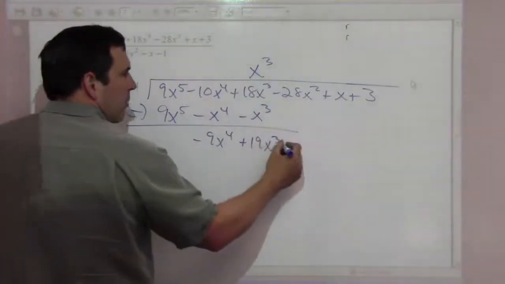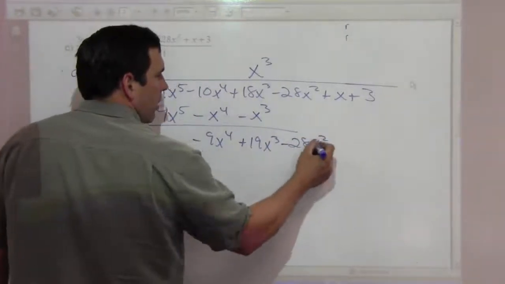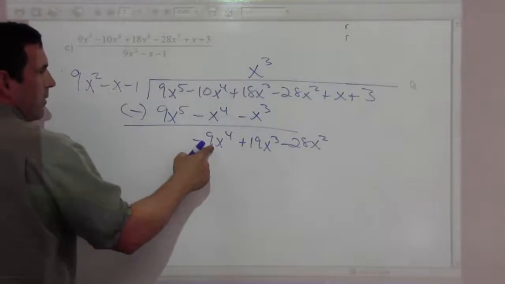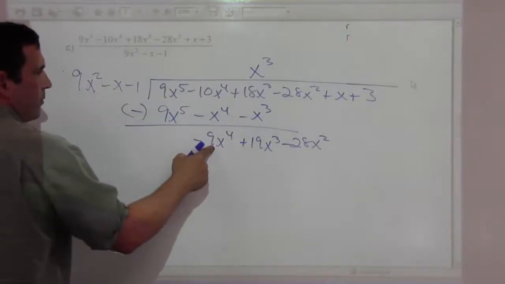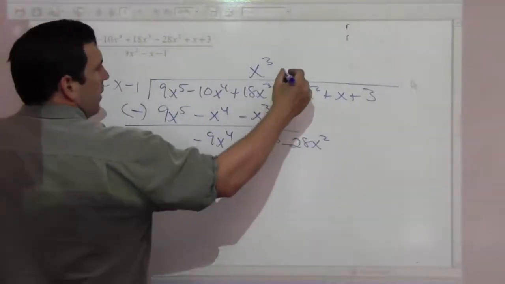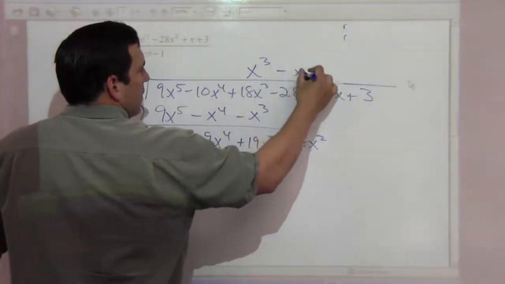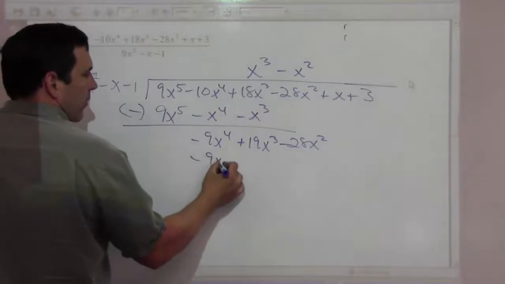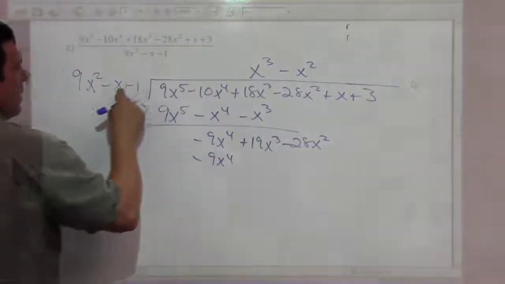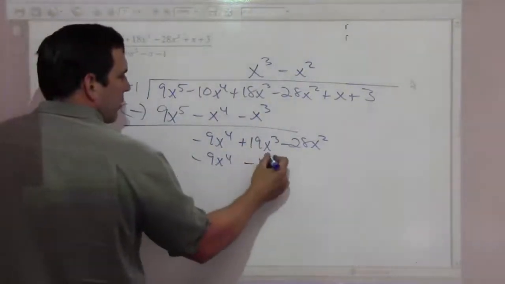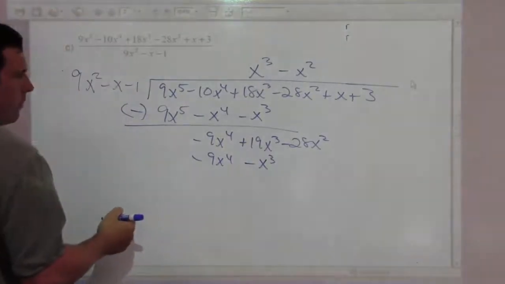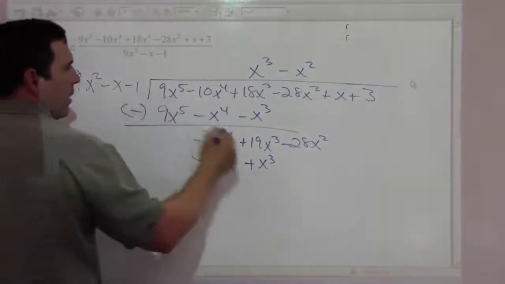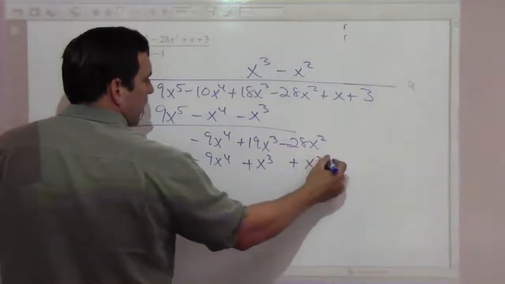I'll bring down the next term, minus 28x squared. 9x squared times what is negative 9x to the fourth? That would be negative x squared. So negative x squared times 9x squared is negative 9x to the fourth. Negative x squared times negative x is plus x cubed. Negative x squared times negative 1 is plus x squared.